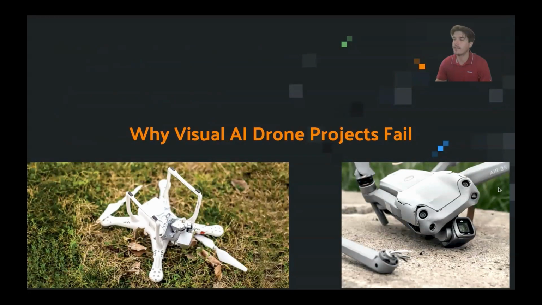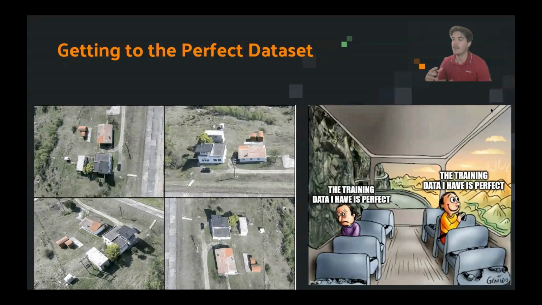But why do these visual AI drone projects fail? Why don't we see all these kind of projects taking off and being super deployed everywhere with high success rates? Well, it's because we kind of have this perfect data set problem. We're going to start with the images on our left. With our images on the left, they're all very similar, the same two houses here.